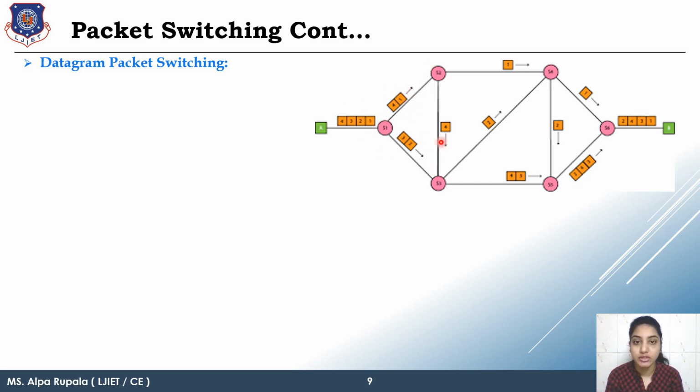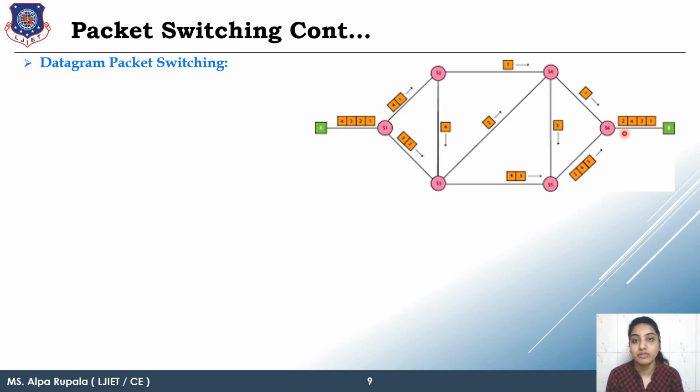Now they will route independently on your network. One packet is taking this route, packet number 2 is taking this route, packet number 3 is taking this route and packet number 4 is taking this route. Now you can see that packets are taking their individual routes. At the receiver side, we are receiving the packets in sequence 1, 3, 4, 2, but the given sequence was 1, 2, 3, 4.